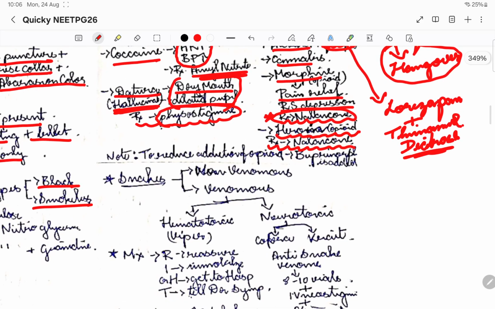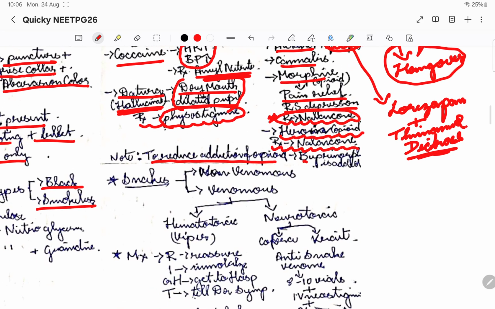Then to reduce the addiction of these opioids, we use buprenorphine. Okay, please remember this, an additional point. Buprenorphine is added to certain drugs to reduce the addiction of it, because it is very addictive. That is why we use buprenorphine along with the opioids.